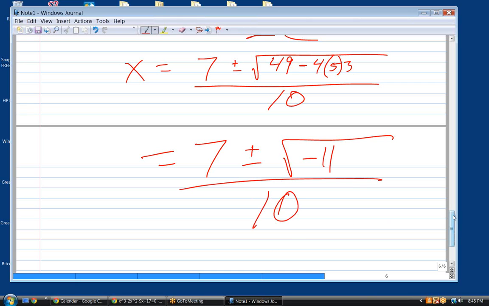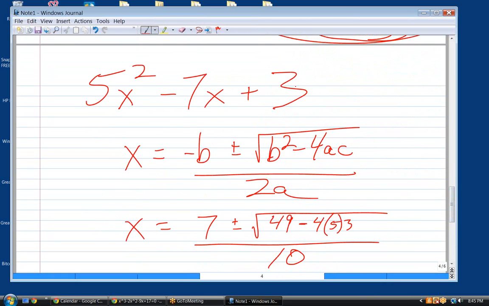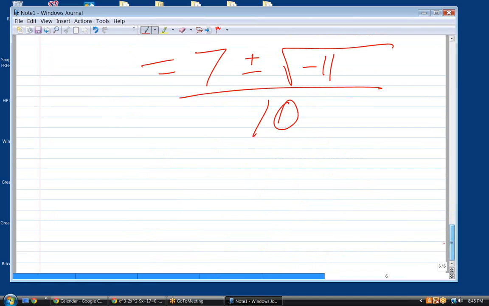Okay. Notice that by just changing one number from a 2 to a 3, all of a sudden I have an imaginary solution. In other words, I don't have a real solution anymore. I have an imaginary solution. And what is that? I don't know. Well, let's put our i's in there. What's root minus 11 equal to? i root 11. Uh-huh. Well, I'm going to write it like this for a reason.